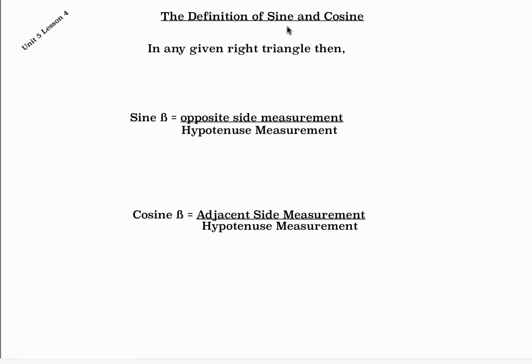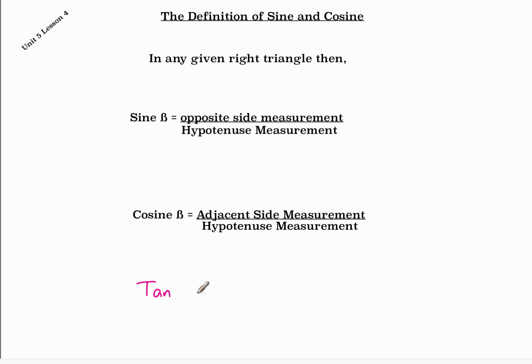So we've talked about sine and cosine, and we know how they occur in a right triangle. We've learned that sine is the opposite side measurement over the hypotenuse. Cosine is the adjacent side measurement over the hypotenuse. And just let's bring it in, even though we haven't talked about it yet. The tangent would be then the opposite side over the adjacent side.